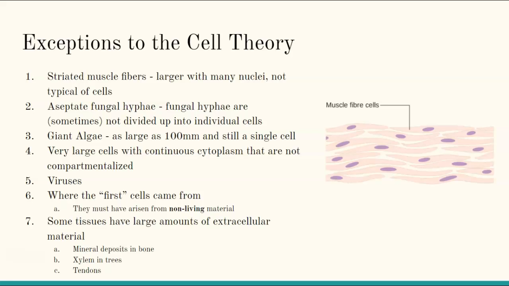And then finally, as our final exception, some tissues just have large amounts of extracellular material. So in bones, right, there are bone cells. There are mineral deposits in bone, like, okay. We know why we need them, right, because bones are needed for strength. You have calcium deposits in bone for strength, but you don't see calcium deposits in any other cells. Xylem in trees, xylem is used to move water up and down plants, but xylem are dead cells. So why are we keeping dead cells in an organism?